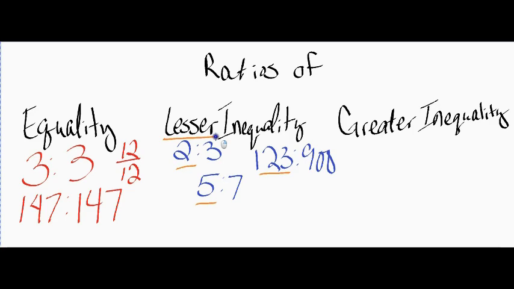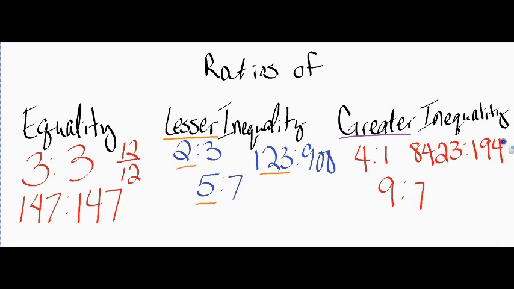And the opposite is true as we're talking about greater inequalities. That first number is going to be larger. So we would have things such as 4 to 1, 9 to 7, 8,423 to 194. Again, doesn't matter what the numbers are. If we're working on identifying, just looking for which number is bigger.